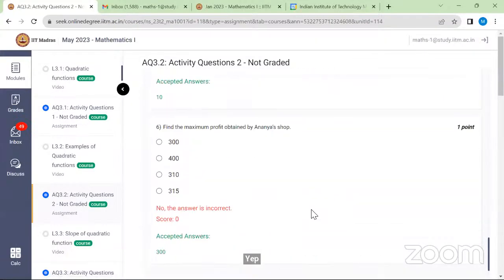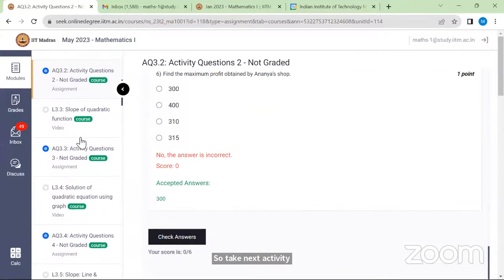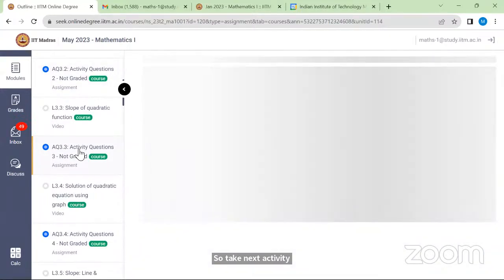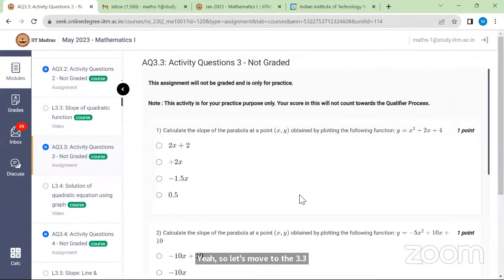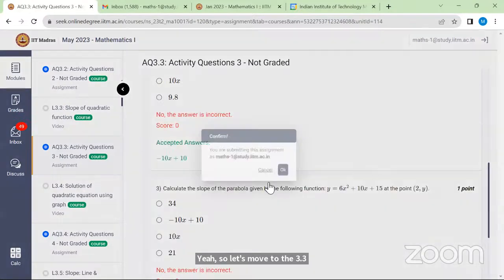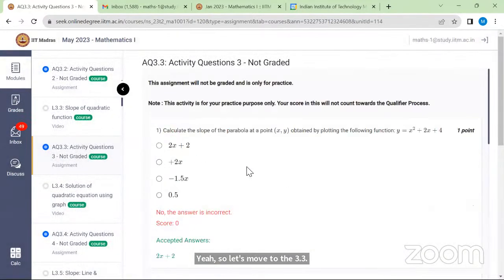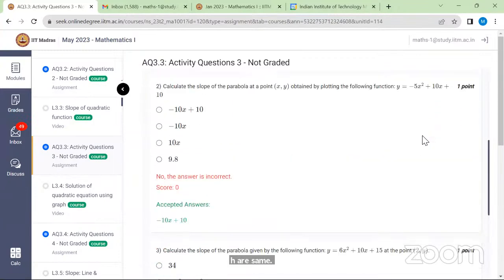So now the next activity. Let's move to 3.3. The next is also to calculate the slope. I told you how to calculate the slope at any point. Just differentiate it. So it's 2x plus 2, or you can use the formula 2x plus b. Both are the same. I told you, right? 2x plus b also comes after the differentiation rule, right?